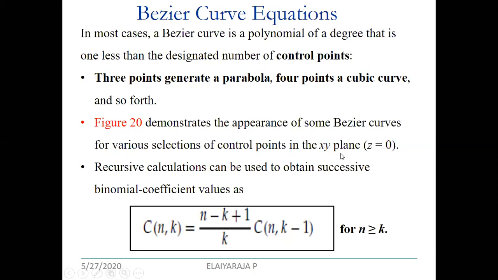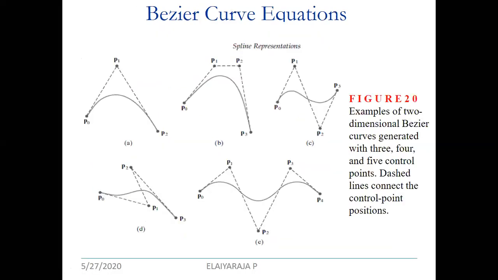In the xy plane means z value is equal to 0, or if you are writing it as the x y z plane, then as I said in the previous slide, you have to do all three different parametric equations. Okay, and this figure 3.20 shows the various curve spline representations. Here it has three control points, here it has four control points, similarly here it has four control points, and here also it has four control points, here it has five control points.